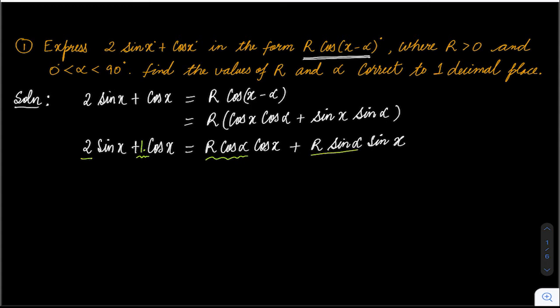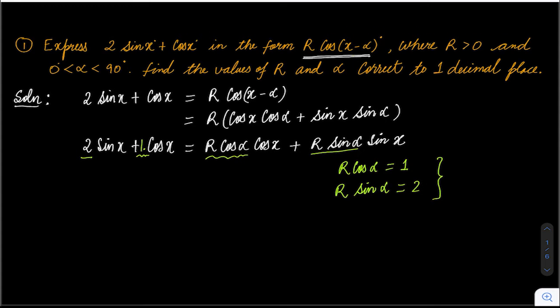So by comparing these coefficients, I can say that my r cos alpha value should be equal to 1, and my r sin alpha value should be equal to 2. So that's the first step that you will do. Substitute 2 sin x plus cos x equal to r cos of x minus alpha, expand cos of x minus alpha, then compare the coefficients. So from this I am getting this. So now using these two equations, I have to find r and alpha.